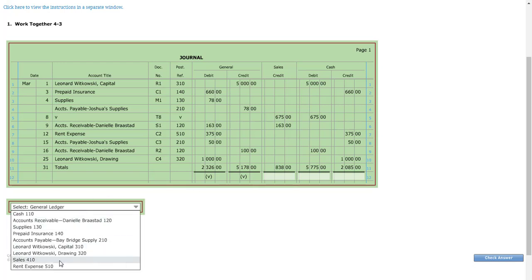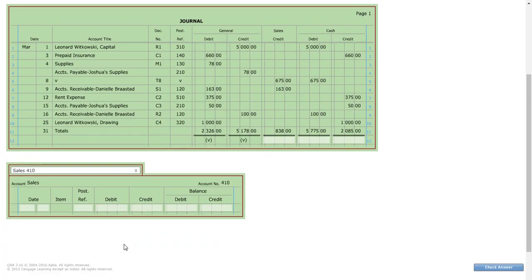So right here, I'm going to go ahead and open up my sales account. To post my sales, I'm going to start first with my date, and I always have to put my month first, and that's March. The date is the 31st. I know it's the 31st because that's the last day of the month, and that's where it says totals. Post reference. Who wants to take a stab at what the post reference is? Why is it 1? Page 1, right here. It tells you that we are using page 1 of the journal, so I'm going to go ahead and put a 1 there.